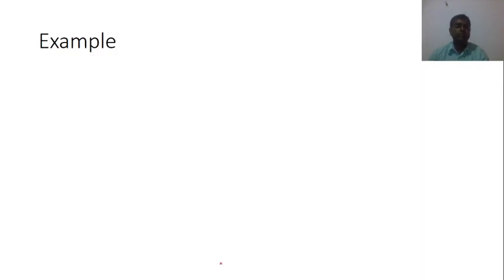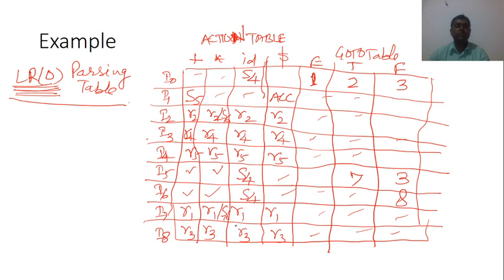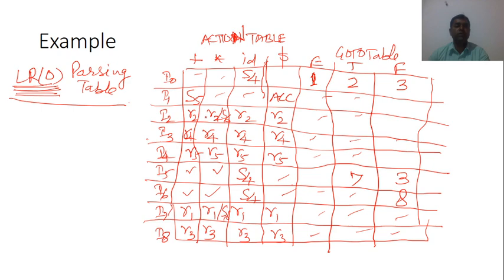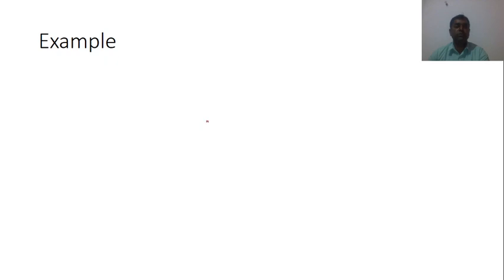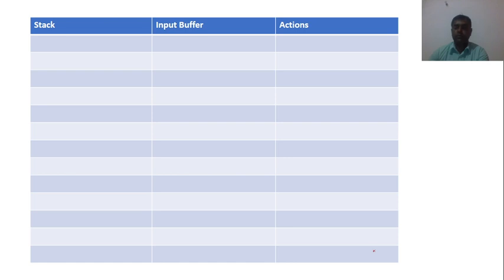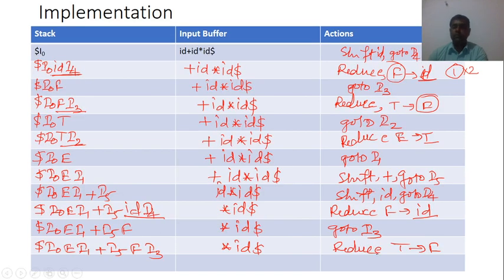I3 asterisk, that is R4, reduced by the fourth production. What is our fourth production? T rises to F, reduced by T rises to F. Here on the right side we have only one symbol, so I have to pop 2 symbols.